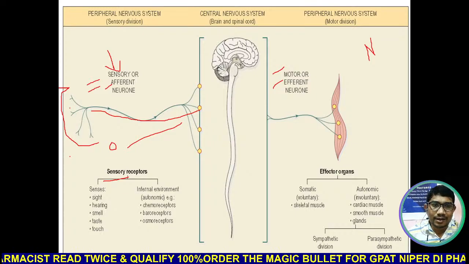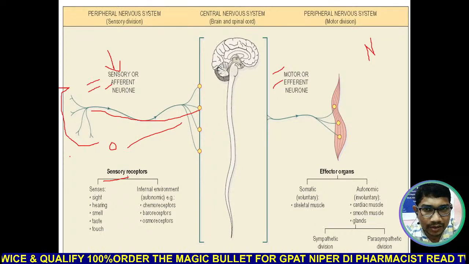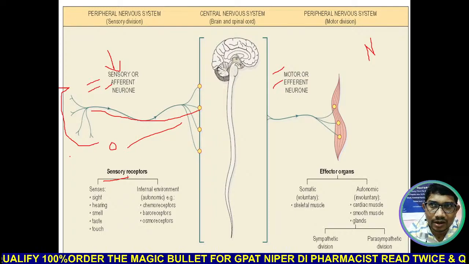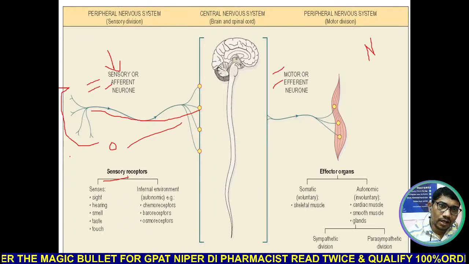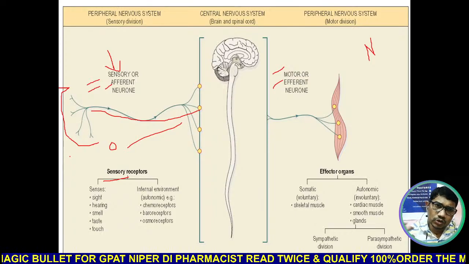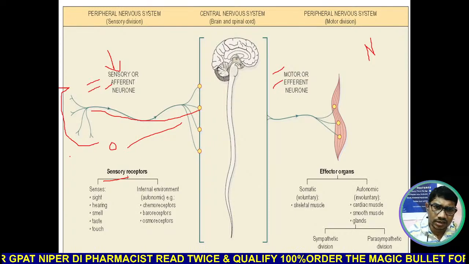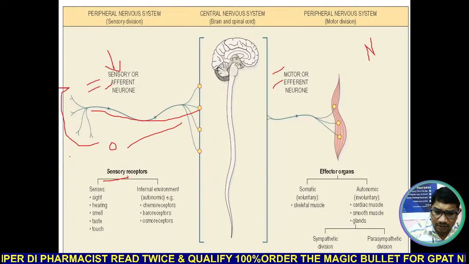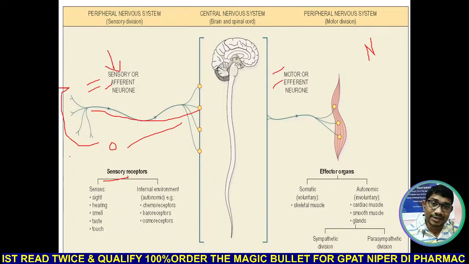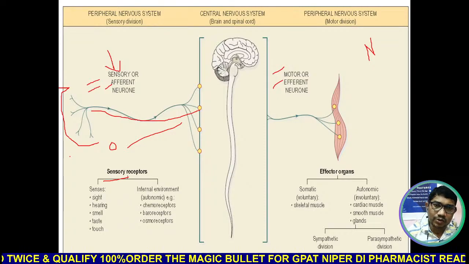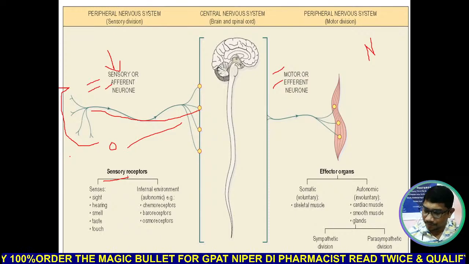And that's why, like in the mouth you have taste buds, so they are sensitive to taste. In your nose you have nerves which are sensitive to smell. Touch, smell, hearing, taste, all these things, whatever sense you get is carried to your brain, and that nerve is known as a sensory nerve or sensory neuron, also known as an afferent neuron.